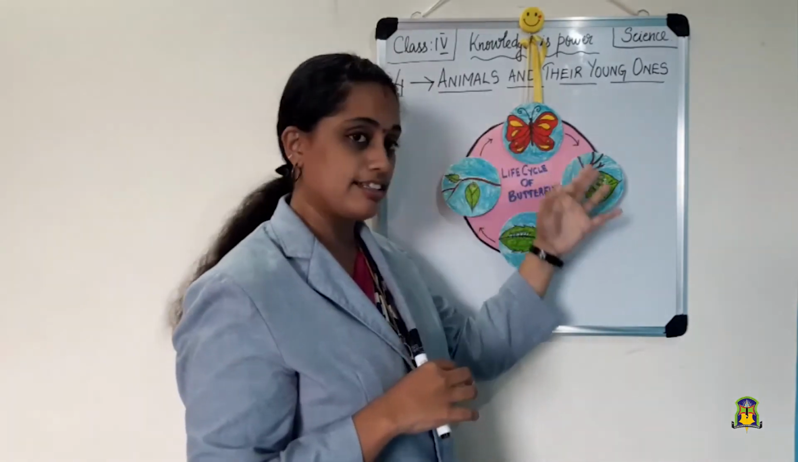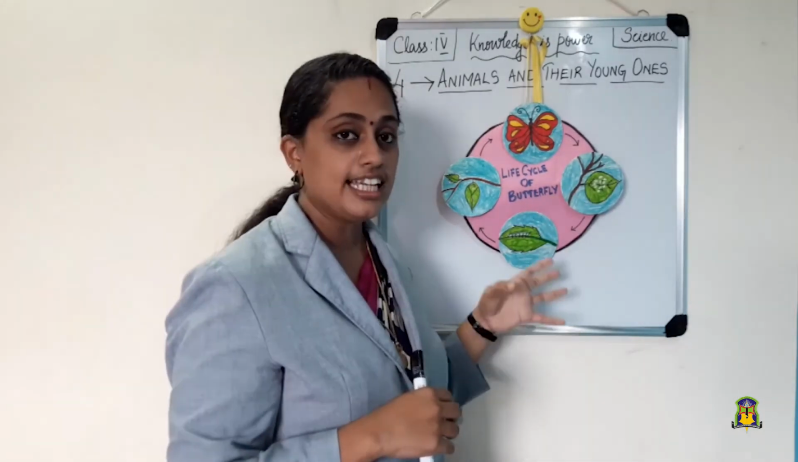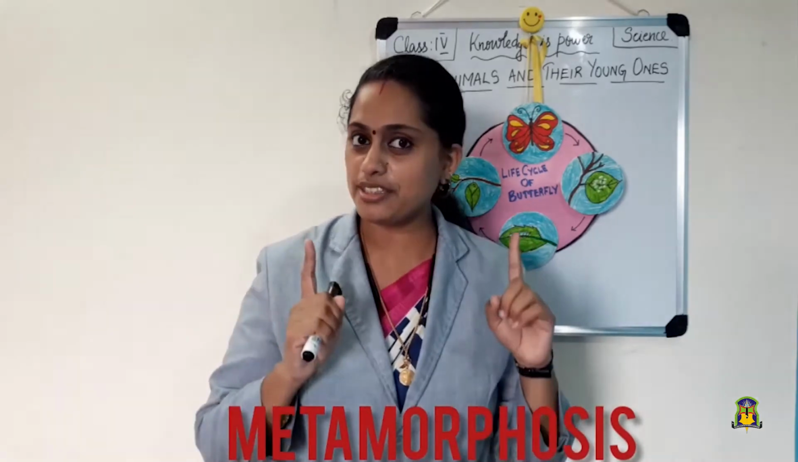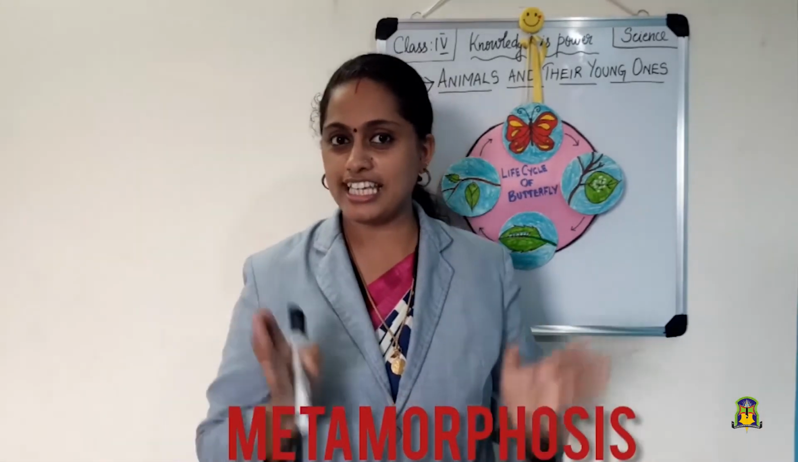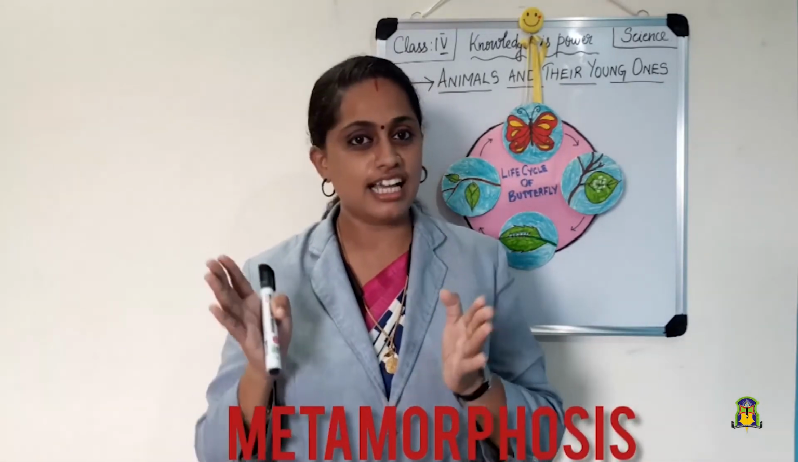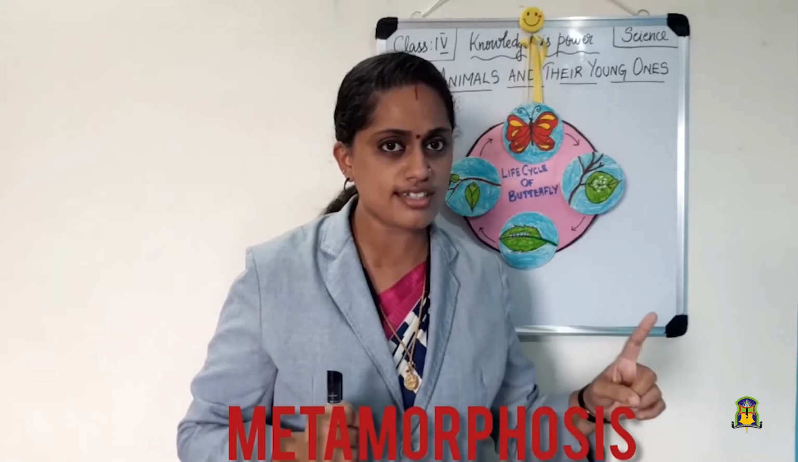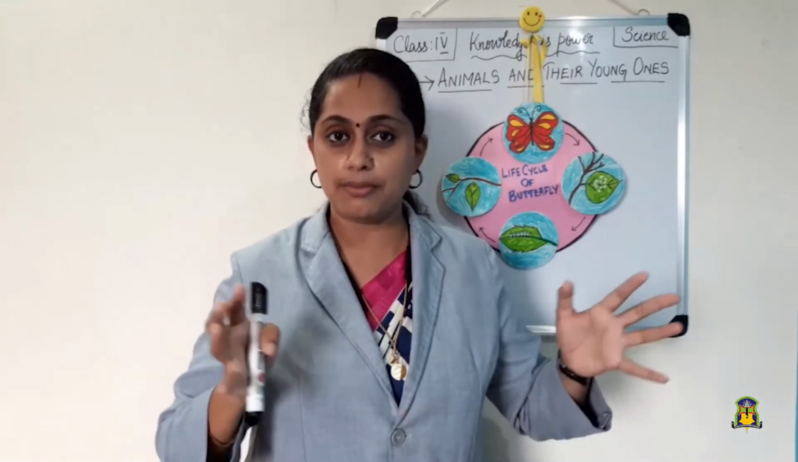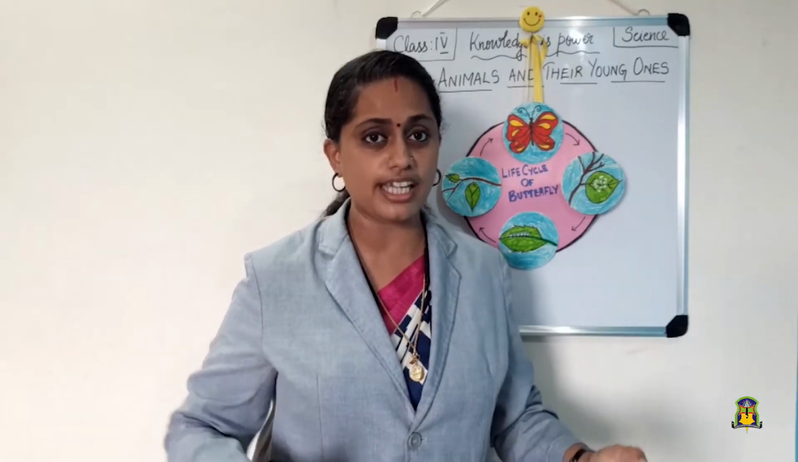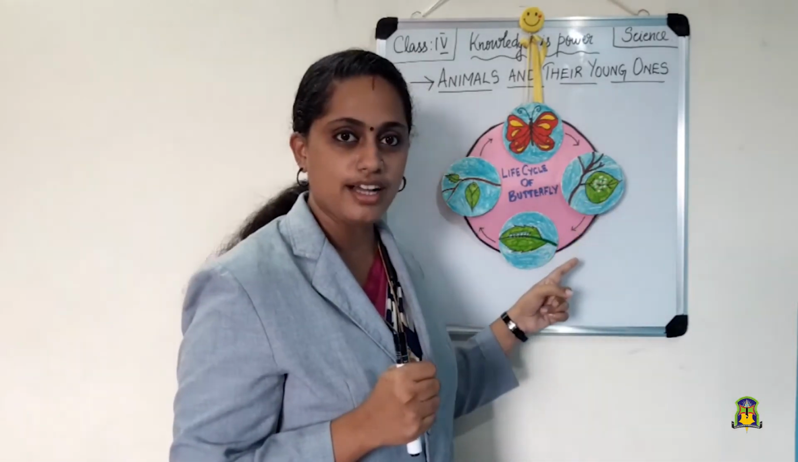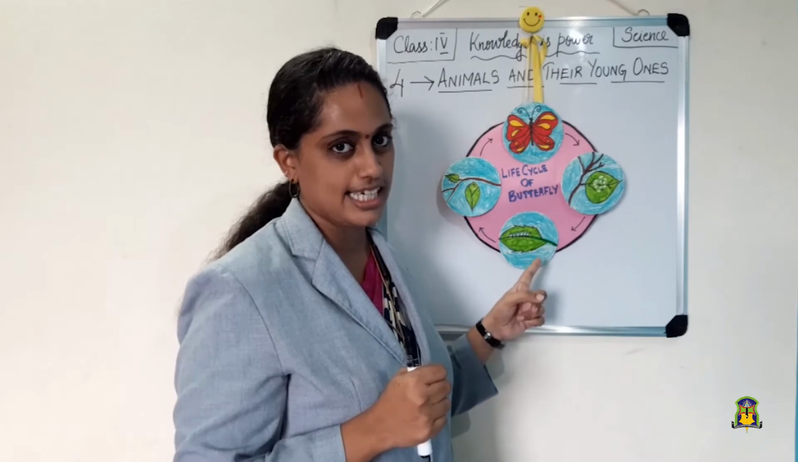The life cycle of a butterfly involves metamorphosis. You remember this word metamorphosis? It is the transformation of a larva to the adult. That is called metamorphosis. Frogs also undergo the same process. So from these eggs, the larva is coming out. The baby is coming out.